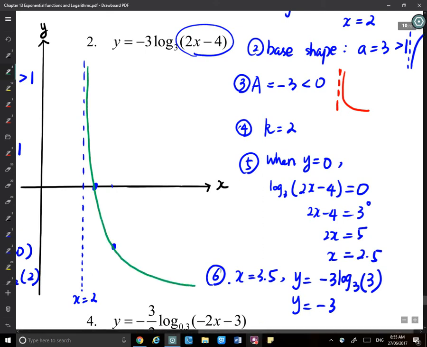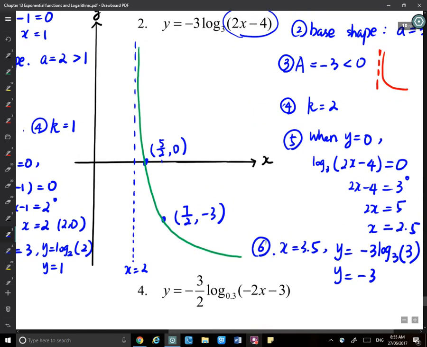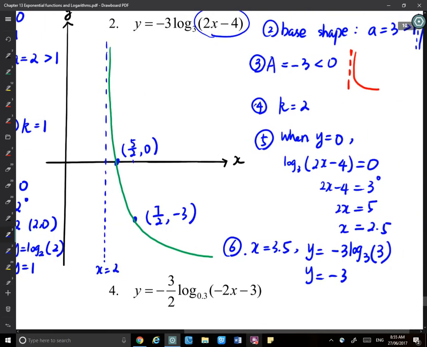Okay, that's the shape of the graph. That's 5/2, 3.5 is 7/2, negative 3. Okay, that's this graph.